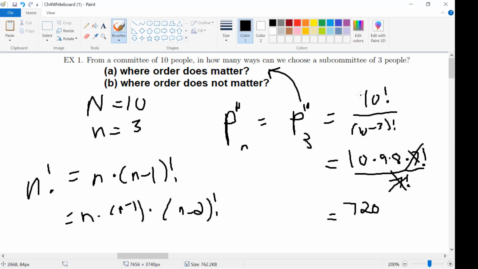So now let's do part B. In this case, order does not matter, so it's going to be combinations. So we can denote this as C of uppercase N, lowercase n.